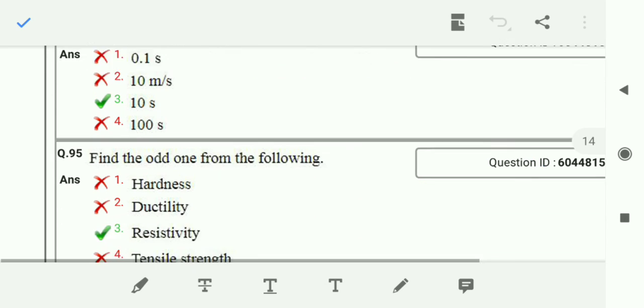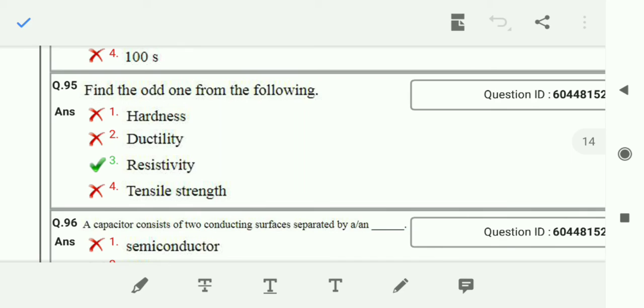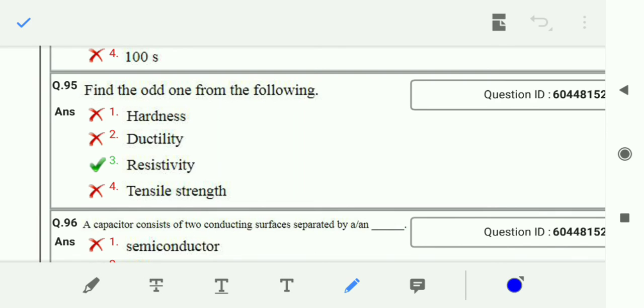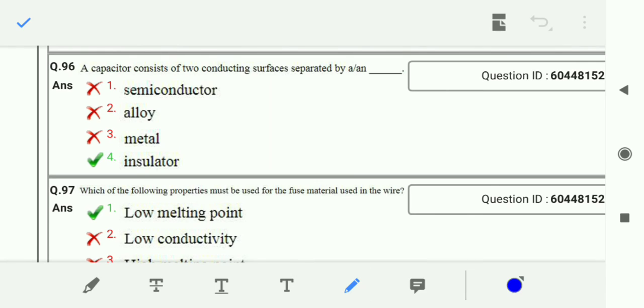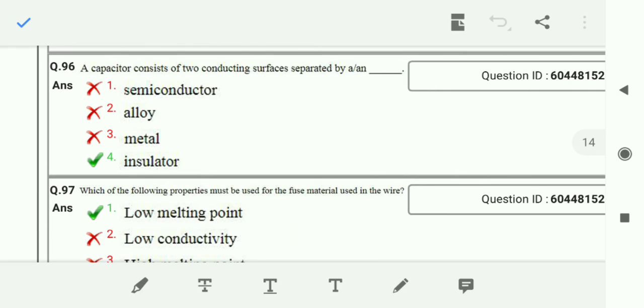Next, coming to the 95th question. Find the odd one from the following: hardness, ductility, resistivity and tensile strength. Hardness, ductility and tensile strength, these three are related to mechanical terms, whereas resistivity is related to conduction. Resistivity is related to electrical terms, so this is the odd one. And next, a capacitor consists of two conducting surfaces separated by an insulating material. Air is an insulator, like that.